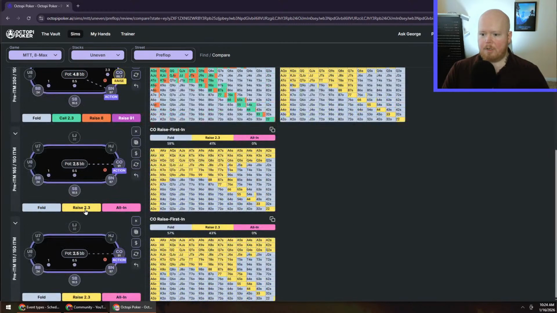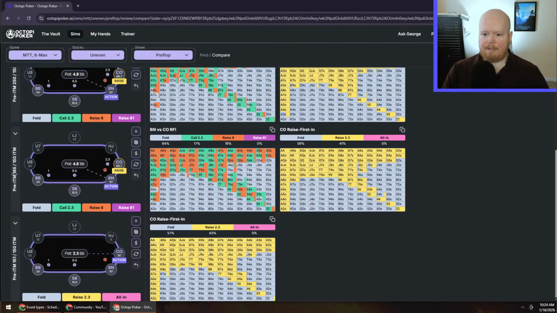And then we go to 165 left, so 16.5% of the field. And as you can see, it's getting wider still. 19% 3-bet now, super high frequency 3-bet. I mean, look at Queen 3 suited is in there, Deuces is in there, Ace 4 offsuit, King 9 offsuit, tons of hands can 3-bet here.